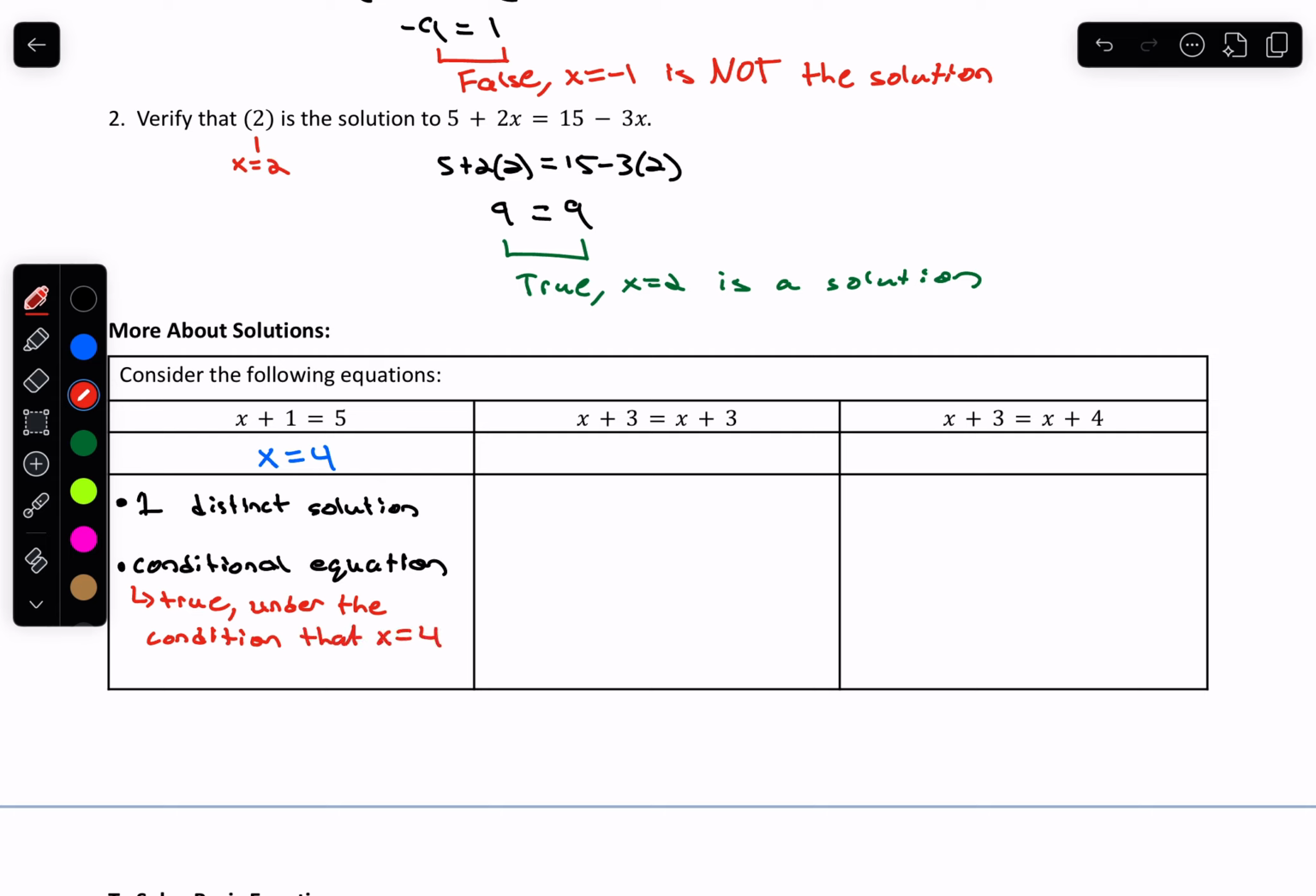What that means is that if we plug in anything other than x equals 4, we are not going to get the correct answer here. So it is only true if x equals 4.